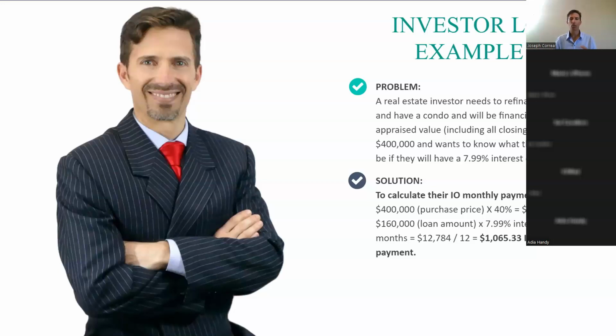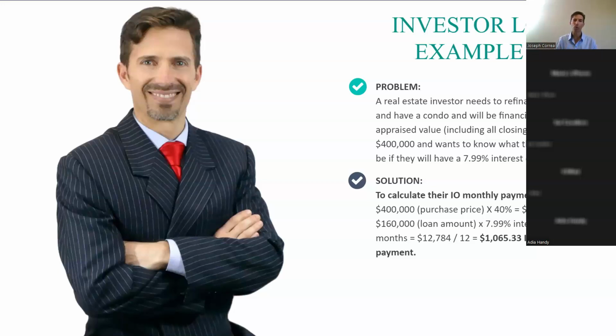Now, in this case, the borrower is going to have a 7.99% interest rate. So how do we calculate the interest-only payment? Very easy. All we're going to do is take these $400,000 and multiply it times 40%. Remember, $400,000 is the estimated appraised value. And we get $160,000 as the loan amount. So we're going to take that amount, just like we did in the last example, and multiply it times 7.99%.